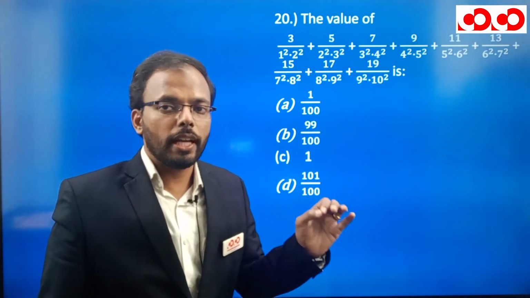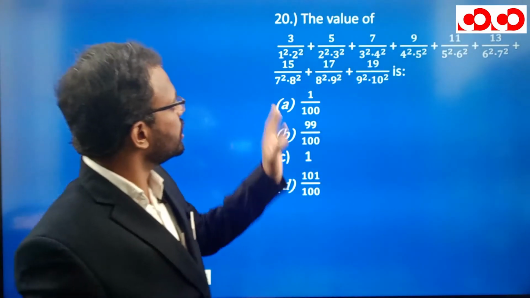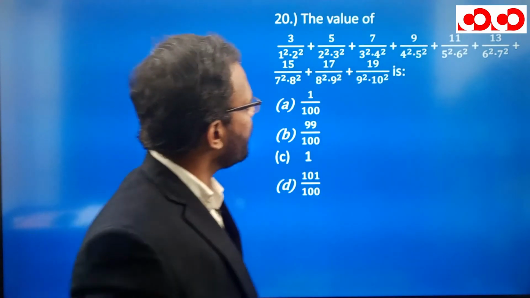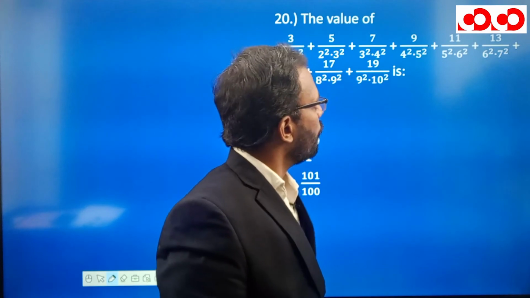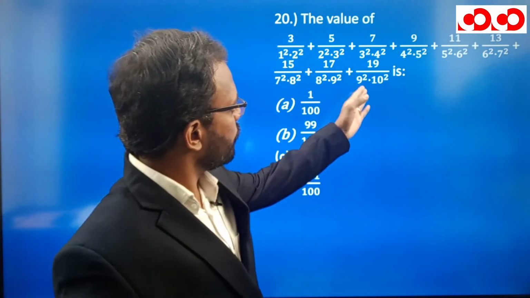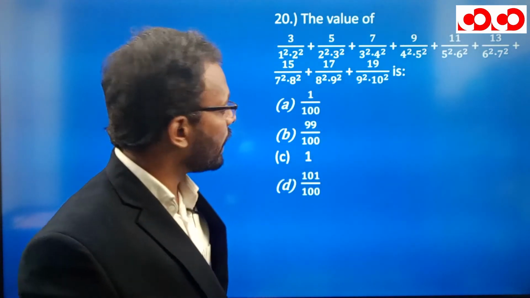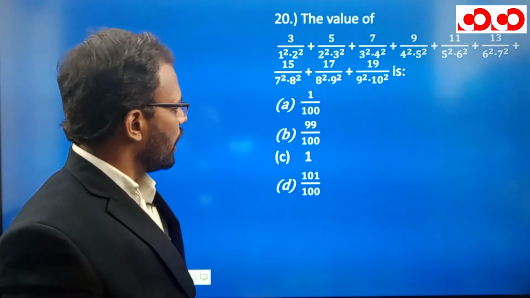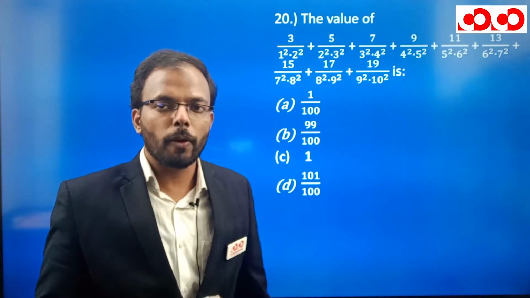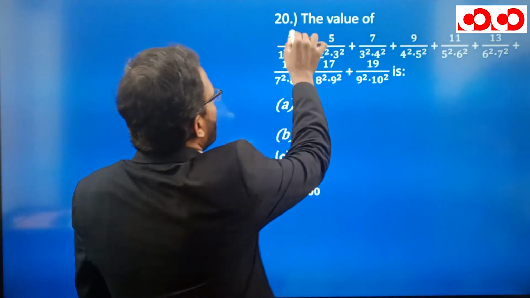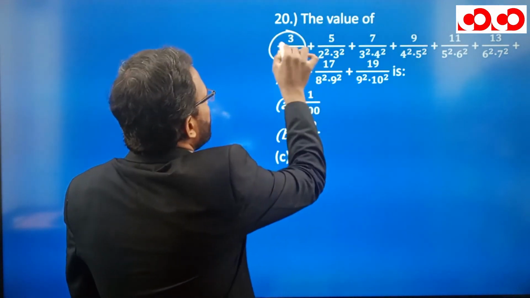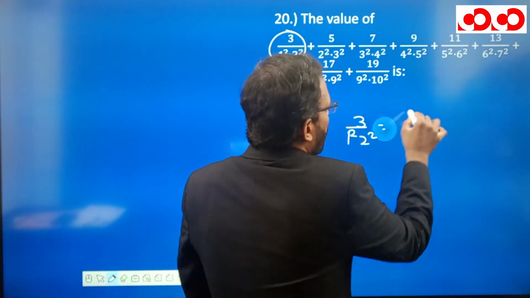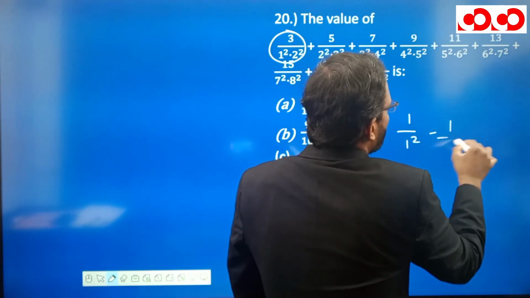Here is the next question. Let's try and solve it. We see that it is 3 divided by 1 square, 2 square, 5 divided by 2 square, 3 square, 7 divided by 3 square, 4 square, 9 divided by 4 square, 5 square, and so on up to 19 divided by 9 square, 10 square. See, this is a very typical problem and it is very easy. If you have solved this type of problem, it will be very easy for you. See, can you write 3 divided by 1 square and 2 square as 1 by 1 square minus 1 by 2 square?